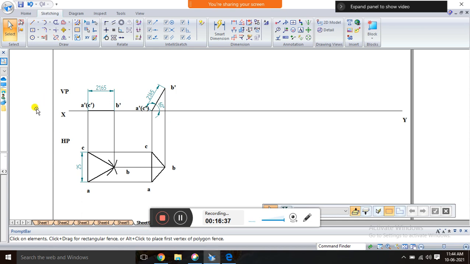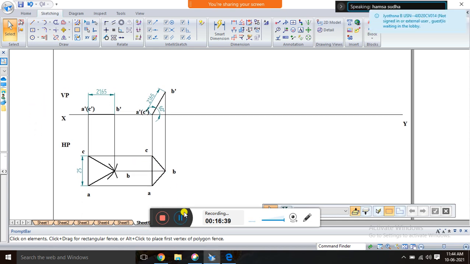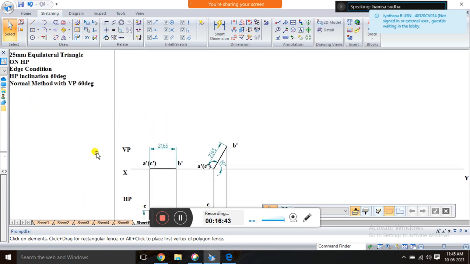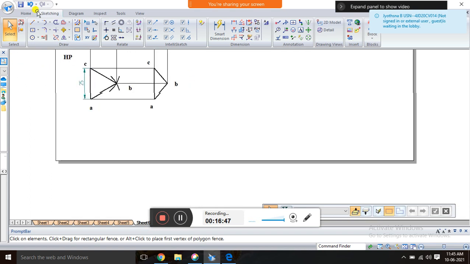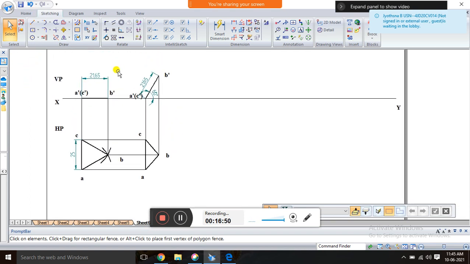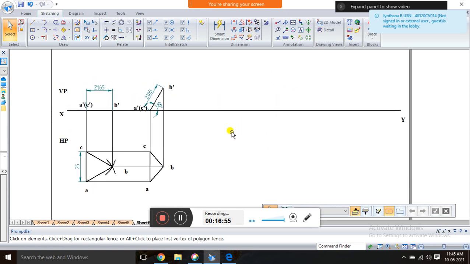Yes, in the third position, it is the normal method. I told you it is the normal method, with 60 degrees to VP. We already did the HP inclination, so the last remaining inclination is the VP inclination. And here it is a normal method. Why? Because in the problem they gave that the edge is resting on HP, meaning in the equilateral triangle the edge is resting, and the same edge is inclined to VP.